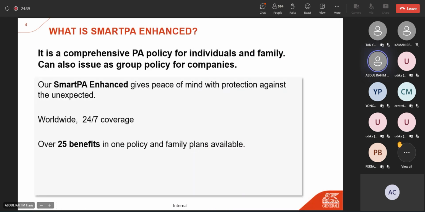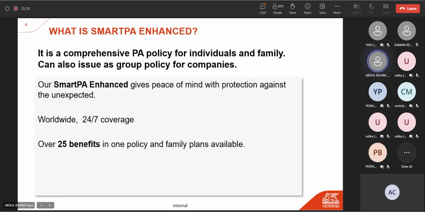So what is Smart PA Enhanced? It's basically one of our flagship products, and it's a comprehensive PA for individuals and family. Why individual and family? Because there is an individual plan, individual and spouse, and also individual and family plan options. But it can also be issued as a group policy if you have companies who like the product, and because of its many different benefits, we have 25 benefits in this policy. So you can also issue it as a group for individual names under a company name.